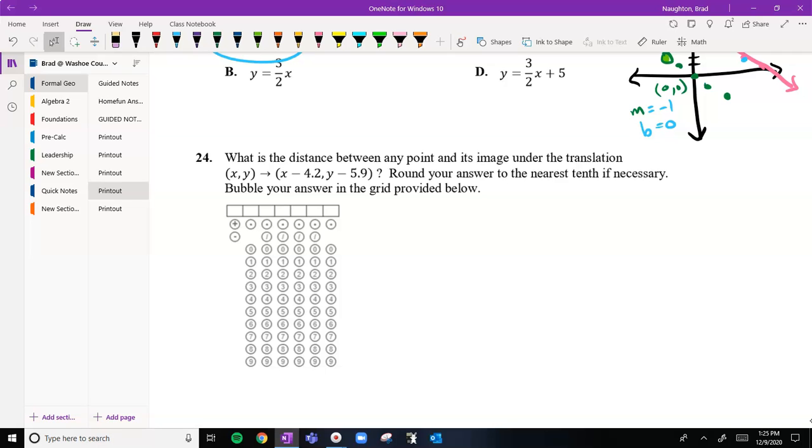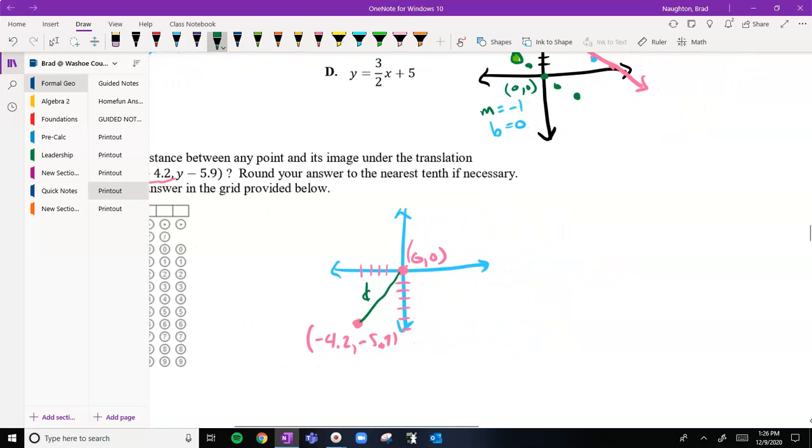All righty. What is the distance between any point and then that transformation? So I'm going to pick the easiest point I can think of, which is 0, 0. Boom shakalaka. Then I'm going to move this transformation, which is over 4.2, down 5.9. So 1, 2, 3, 4, 5, almost 6 here. So that's -4.2, comma -5.9. And because, again, it's a rigid transformation, any point that I apply this transformation to, it's going to be the same distance here. So that's why I use 0, 0, because it's easy.